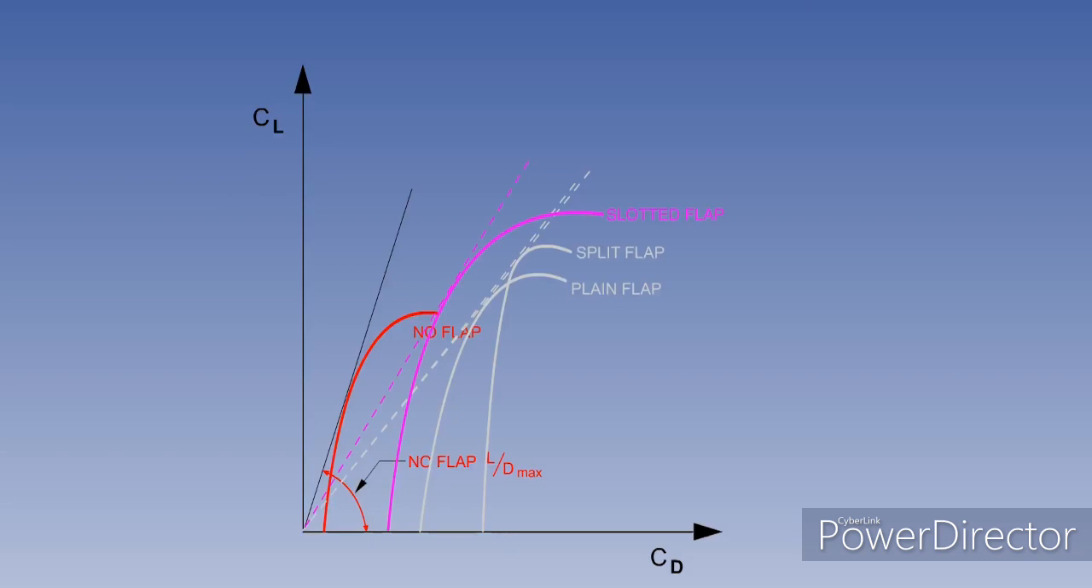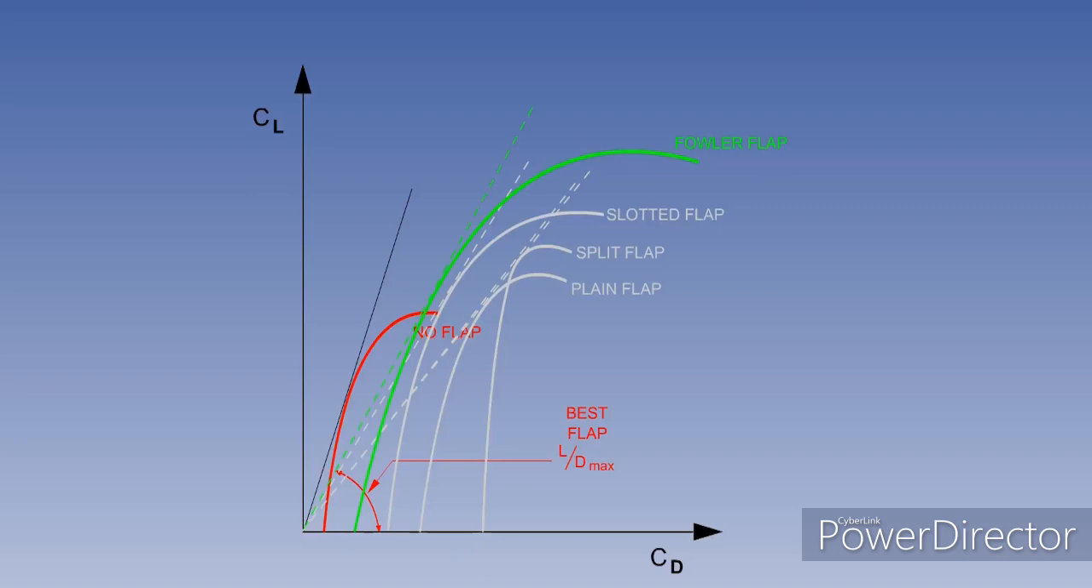Now you can see the slotted flap polar. Less drag is generated, and it is more aerodynamically efficient than either the plane or the split flap. But again, LD max is less than with no flap. Here, we see the most aerodynamically efficient type of trailing edge flap, the Fowler flap. But once again, it has a lower LD max than no flap.